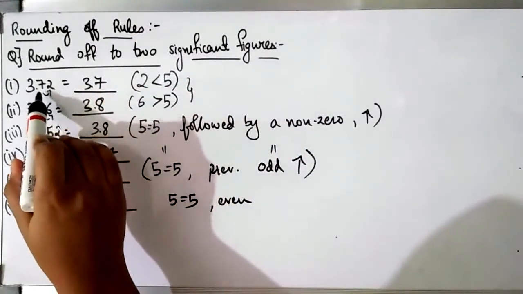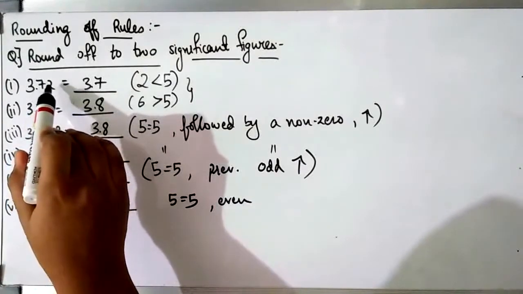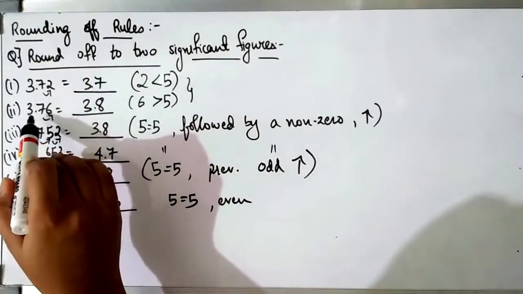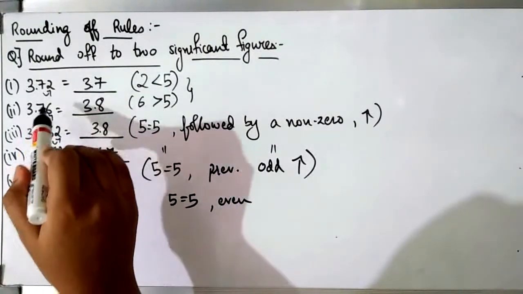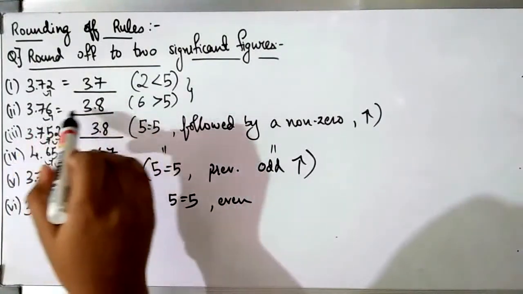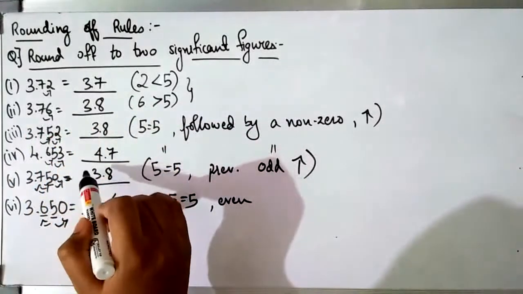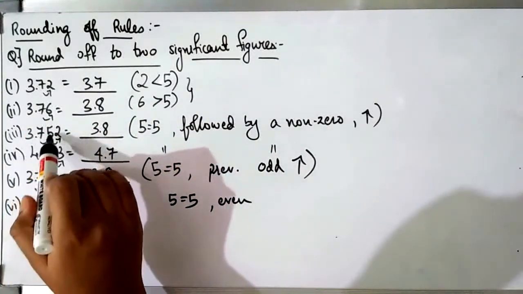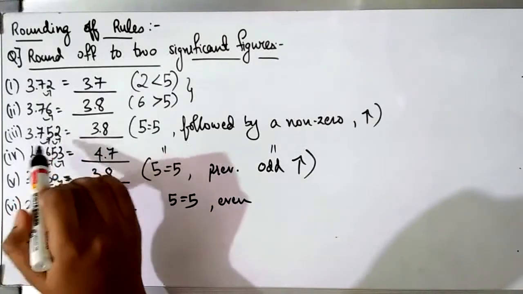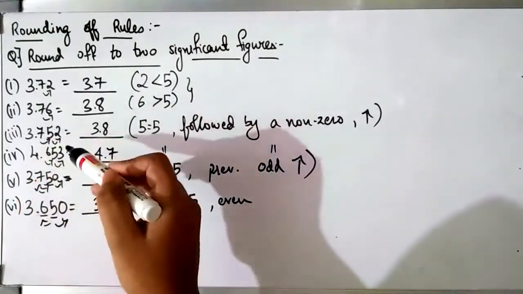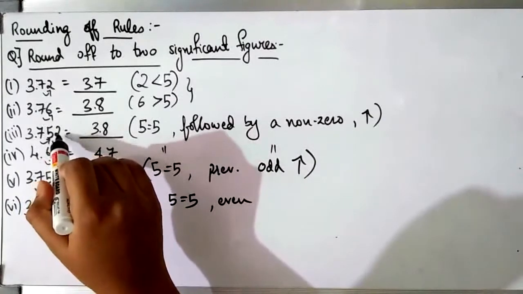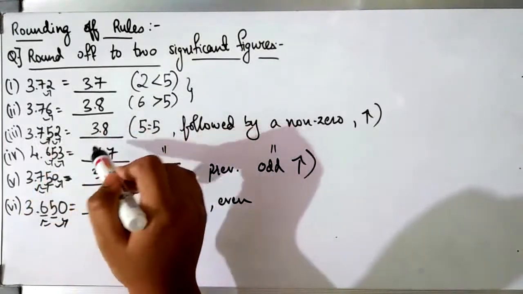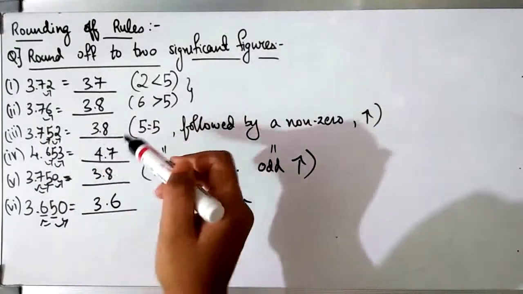Now here we had 7, next number we went, that was less than 5, so we let it remain 3.7. In the next one we have got 3.76, it was greater than 5, so we change it to the next number, that is 3.8. Third one we can see we have got here 7 and the number followed by 5. Now when we have got 5, we are confused what to do. So we're going to check the next number. Next number is a non-zero. So if we have a non-zero, we are going to increase it automatically without thinking once again.